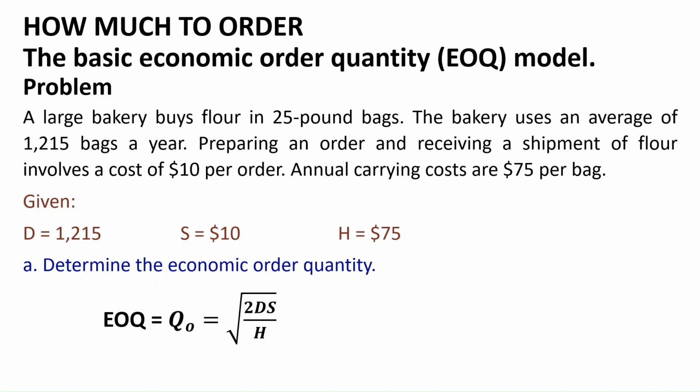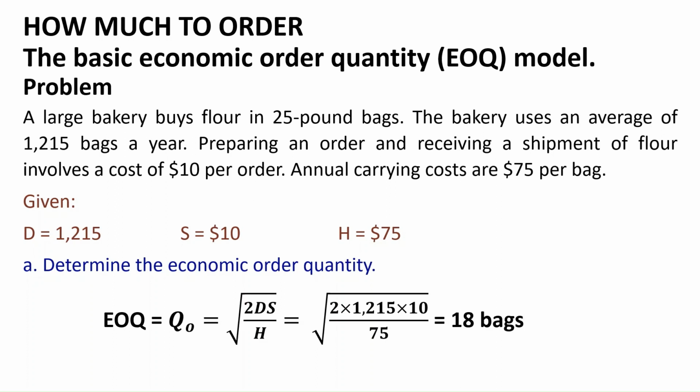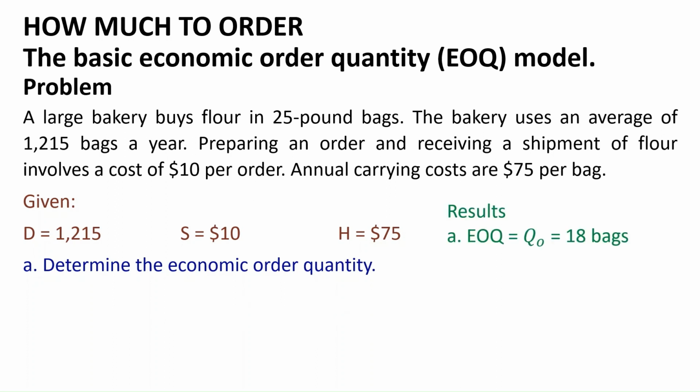Substitute the given values of D, S, and H. Q0 equals the square root of 2 multiplied by 1,215 multiplied by 10 divided by 75. This equals 18 bags. So, the economic order quantity equals 18 bags.